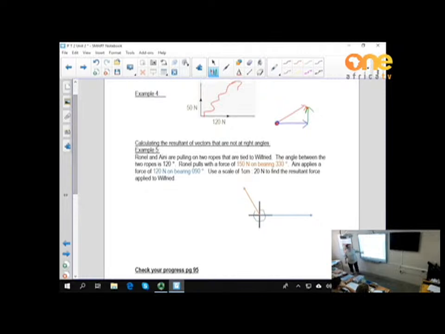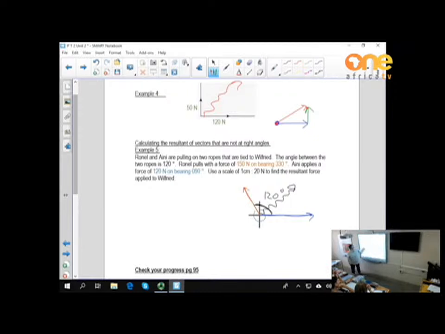Here we have an example. We have 2 vectors. They say Runel and Aini are pulling 2 ropes that are tied to Wilfred. The angle between the 2 ropes is 120 degrees. In other words, people, that angle there is 120 degrees. All right? Do you agree with me? We would expect the resultant to go somewhere in this direction. Okay, more or less, if you just look at the diagram. So, now we must go and connect these 2 vectors. There's the blue one, and here's the orange one.